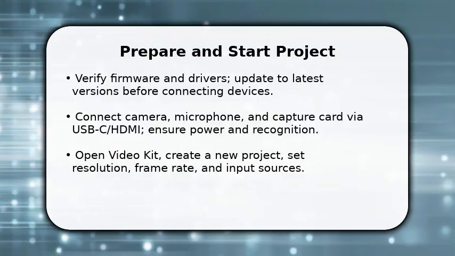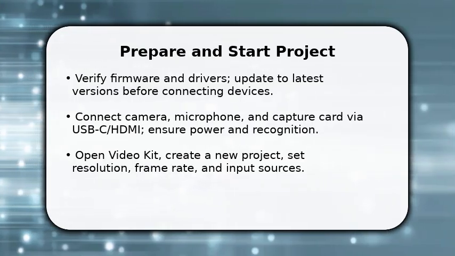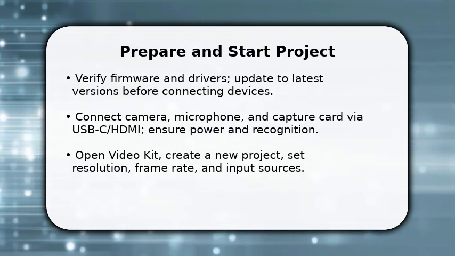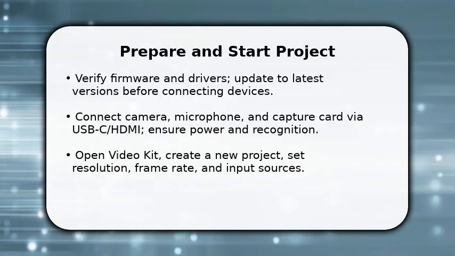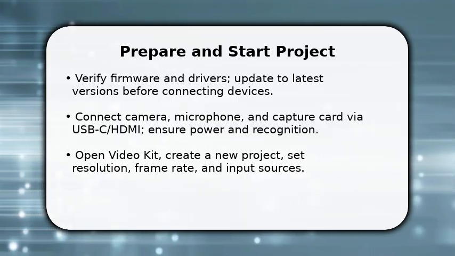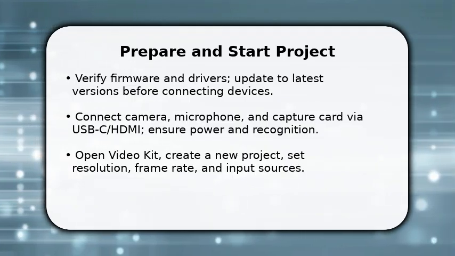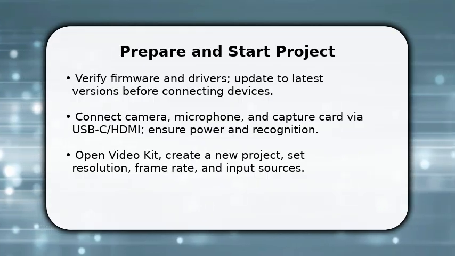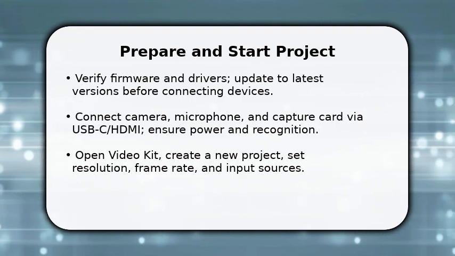You begin by confirming the essentials so nothing blocks recording later. First, update firmware and drivers. This prevents device conflicts. Then plug in camera, mic, and capture card and watch for device recognition. Once connected, open Video Kit and create a project with the target resolution and frame rate. Set each input source now so the app can assign them. This front-loading saves time and avoids redoing scene setups later, making the rest of the process smoother.